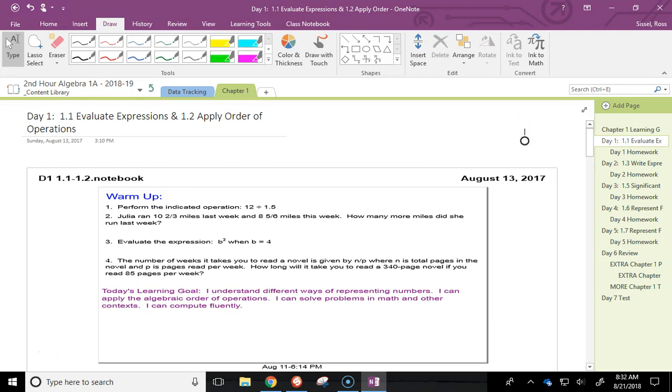First things, let's look at our warm-up. So, number one, perform the indicated operation.